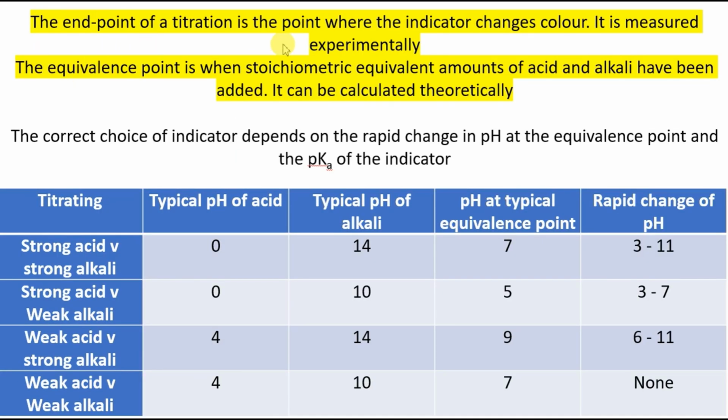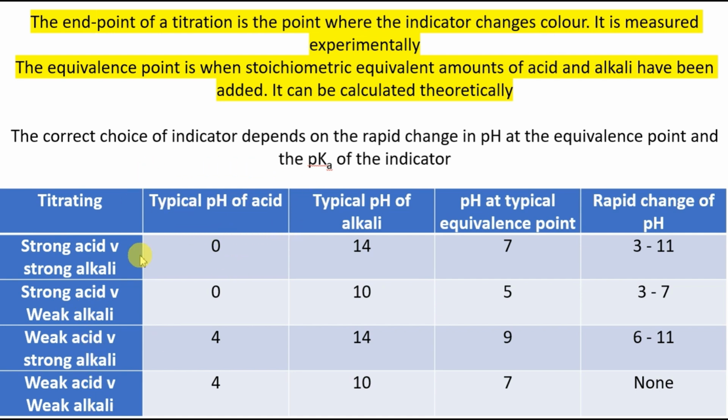The endpoint of a titration is the point where the indicator changes color and is measured experimentally. The equivalence point is when stoichiometric equivalent amounts of acid and alkali have been added, and it can be calculated theoretically. The correct choice of indicator depends on the rapid change in pH at the equivalence point and the pKa of the indicator. So I've got four possibilities in any titration. The acid could be strong or weak, the alkali strong or weak.